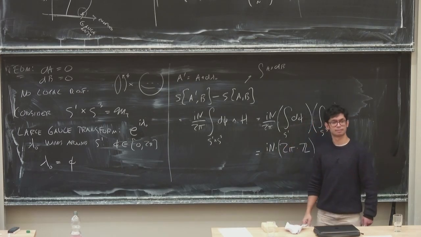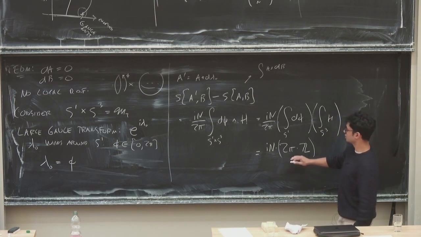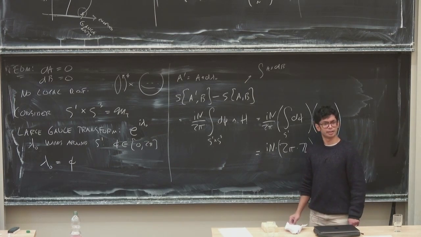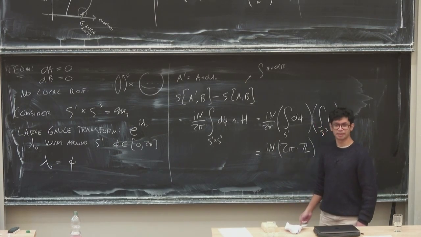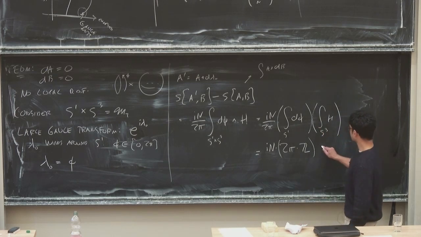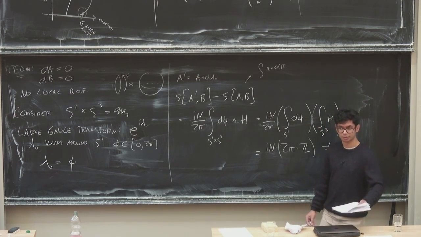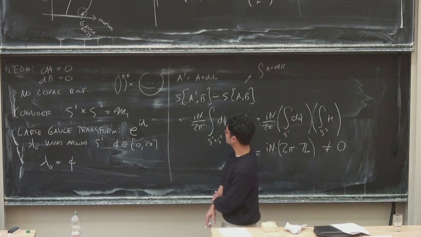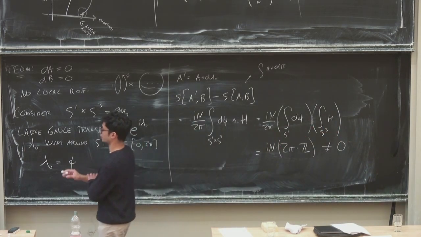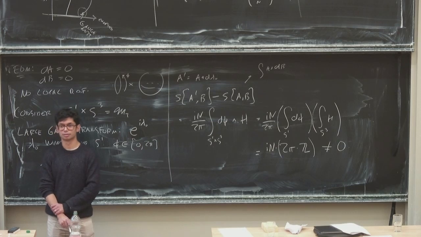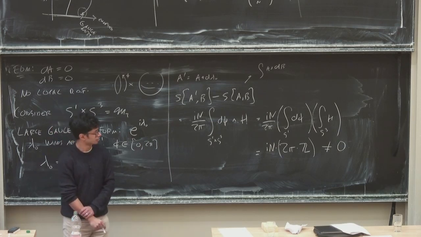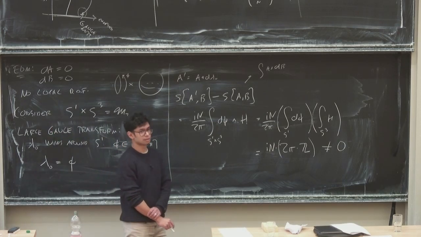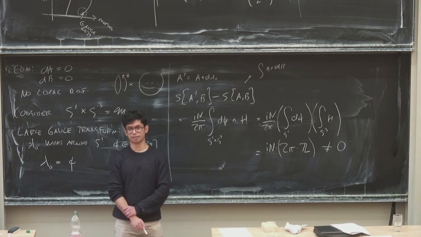Okay, this is fine, but it looks nice maybe, but it's also a disaster because it's not equal to 0, right? And so the action is not invariant under this large gauge transformation, right? So this seems really bad, all right?